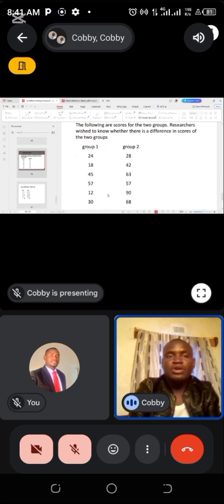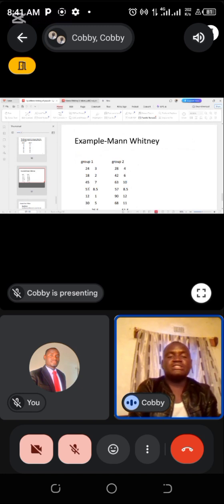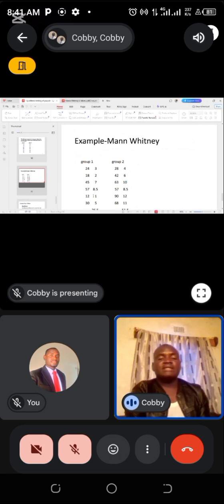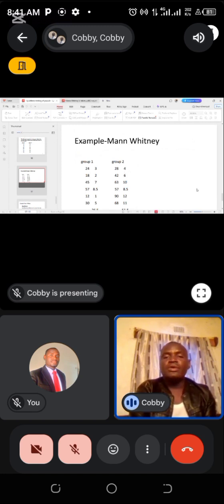The smallest value is 12, and 12 is going to be ranked as 1. So we have this data which is ranked here. 12 is going to be ranked as 1, whereas 18 is going to be 2. Number 3 is going to be 24. We have 28 representing number 4, and we do the same up to the last value. So we are going to have these.